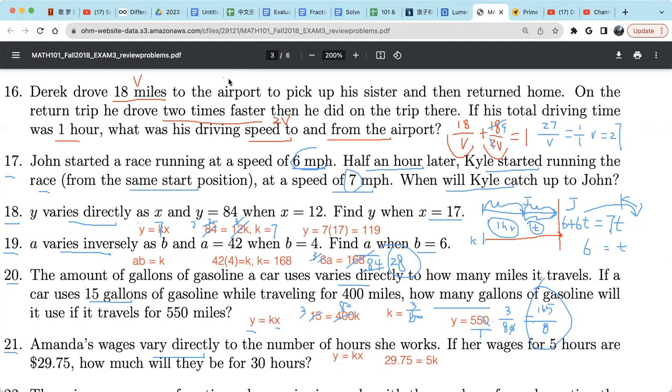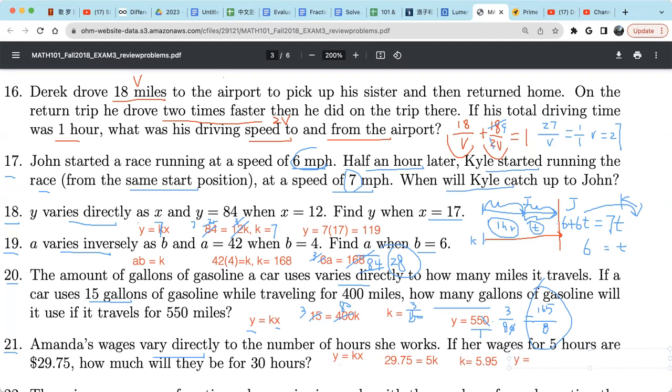So k, we just divide by 5. So k equals 29.75 divided by 5. 5 times 5, 25. 29 minus 25, we have 4. Then carry on the decimal point. 47, we want to put a 9 there. Then 47 minus 45, that's 2. 25, that's 5. So k equals 5.95.